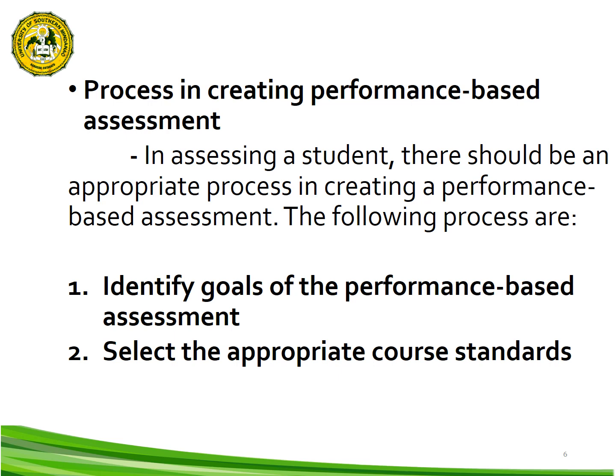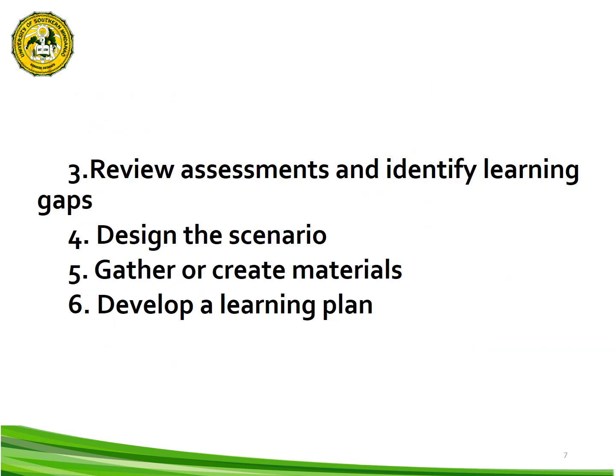Number 2, select the appropriate course standards, which means if the goals are identified, a teacher must select the common core standards that need to be addressed with a performance assessment. A teacher must decide and consider that the assessment should measure the understanding of conditional probability and rules of probability of the students. Number 3, review assessments and identify learning gaps.